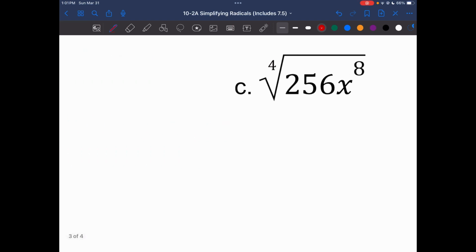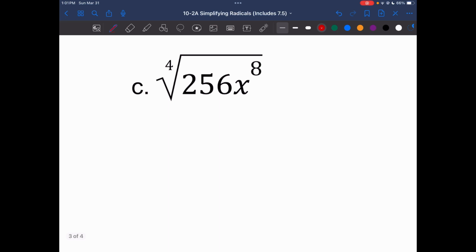Letter C. We have the fourth root of 256, x to the 8th. So let's just keep in mind here, since these aren't in parentheses, 256 is to the first power, okay? 256 is to the first power, x is to the 8th power. So when we rewrite this, we rewrite it as 256 to the 1/4 power, x to the 8/4 power.